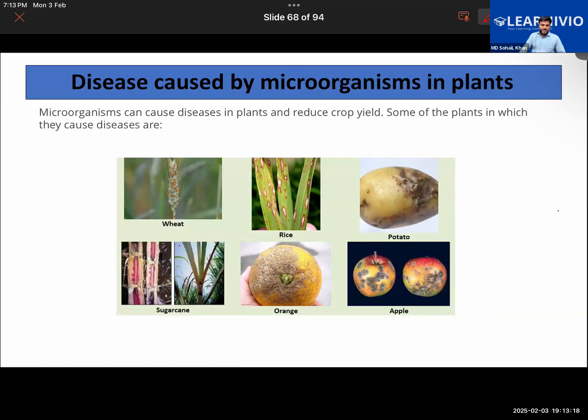Try to recall this. Rust of wheat, good. And puffball. Repeat again. Sir, I'm not sure if it's a name, but I think it's puffball or something. Puffball is an example of a fungus. The image which we saw earlier in the previous class, that was a fungus basically.